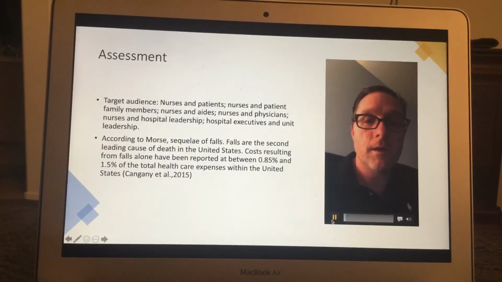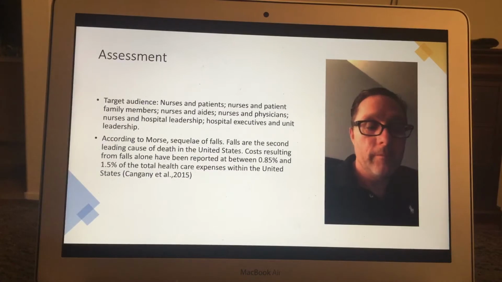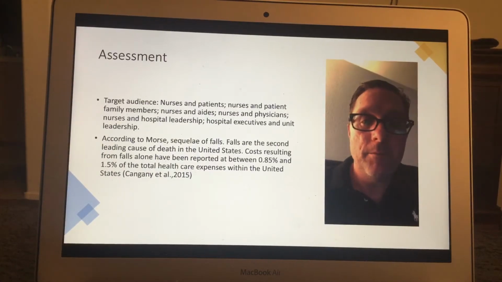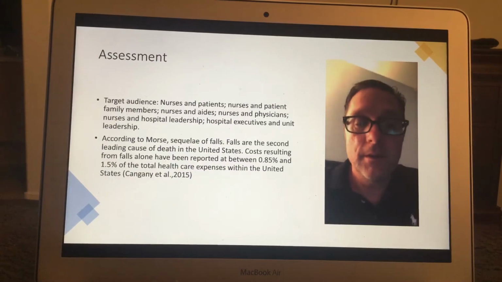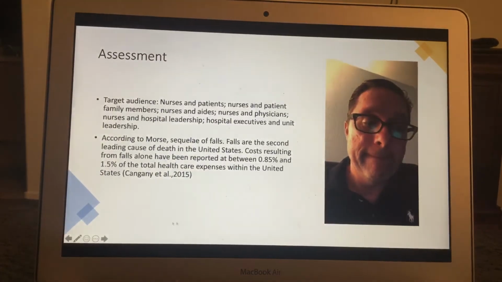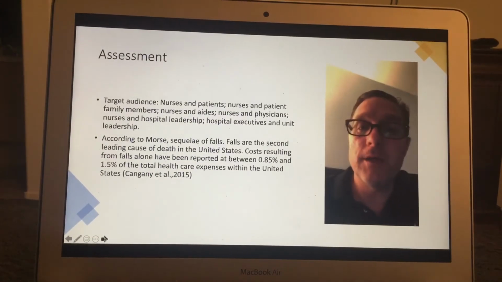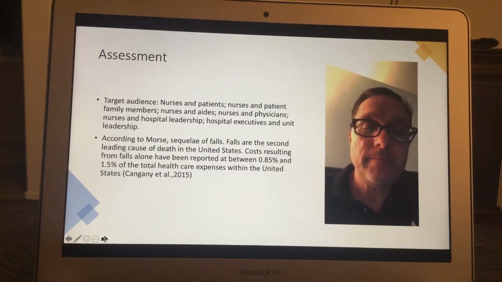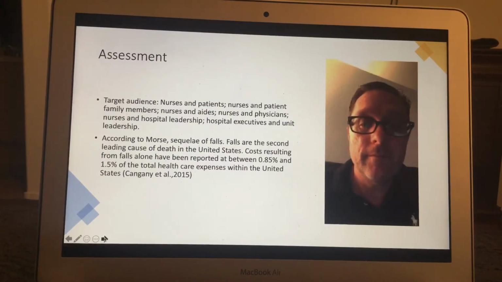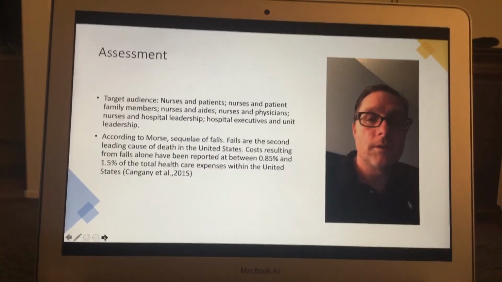So our target audience for this assessment is going to be nurses and patients, patients and physicians, nurses and patients' families, and also hospital leadership, nurses' aides, and then also executive leadership and unit leadership.